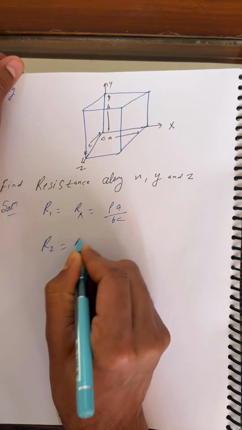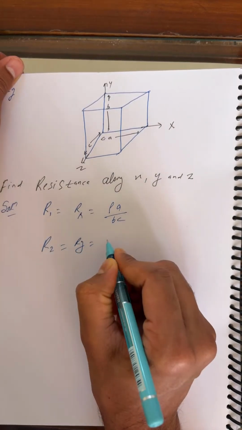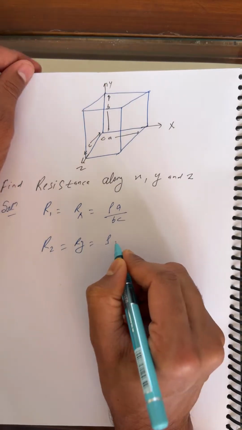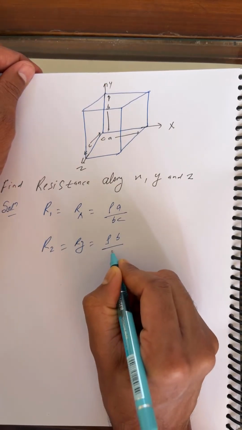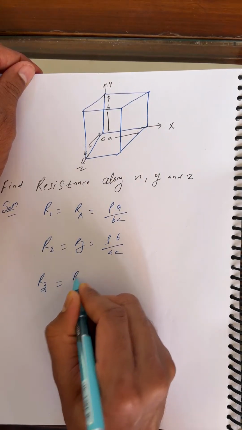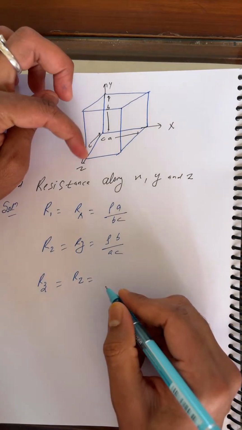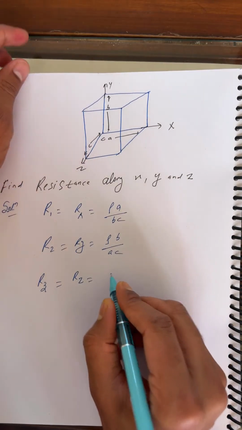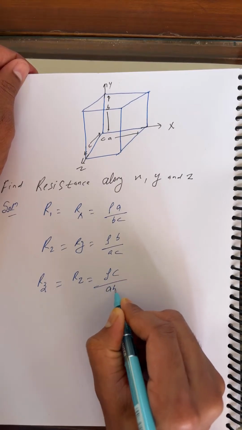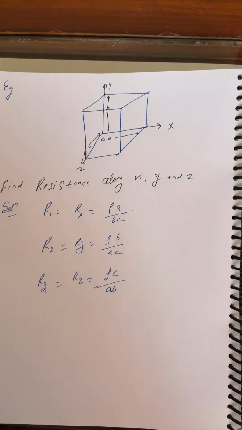R2: rho remains the same here. And L is what? Along the length of the direction of flow of current. So this is rho B upon AC. This is R3, or RZ. Along it, the L is what? Along the length of the direction of flow of current. Rho C upon what? AB. This is AB.